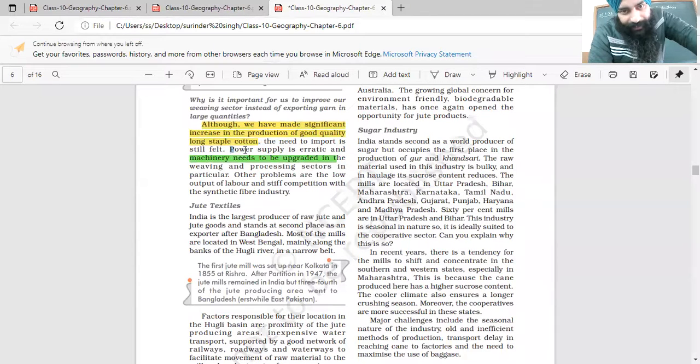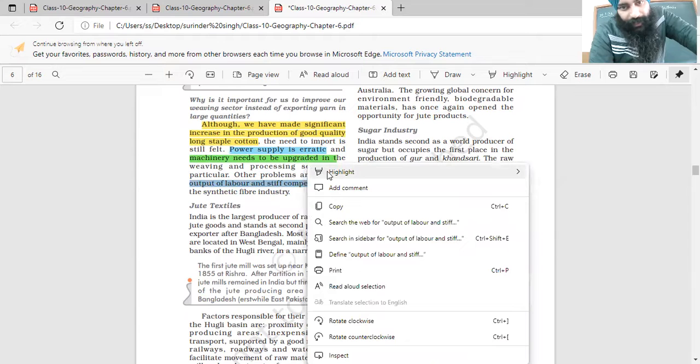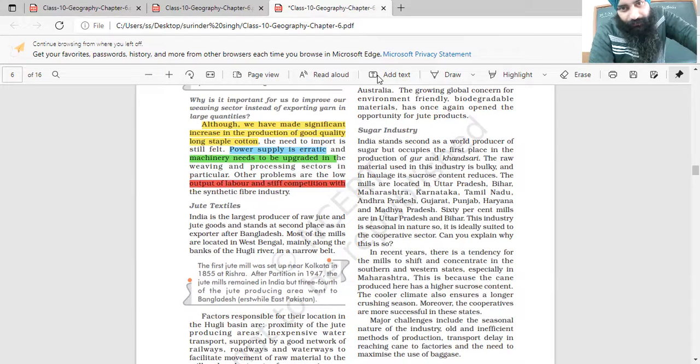Third is power supply. Erratic power supply and shortage of power for cotton textiles is responsible for adversely impacting the economy. Regular supply of power for cotton textiles is needed for increasing production and increasing production units.